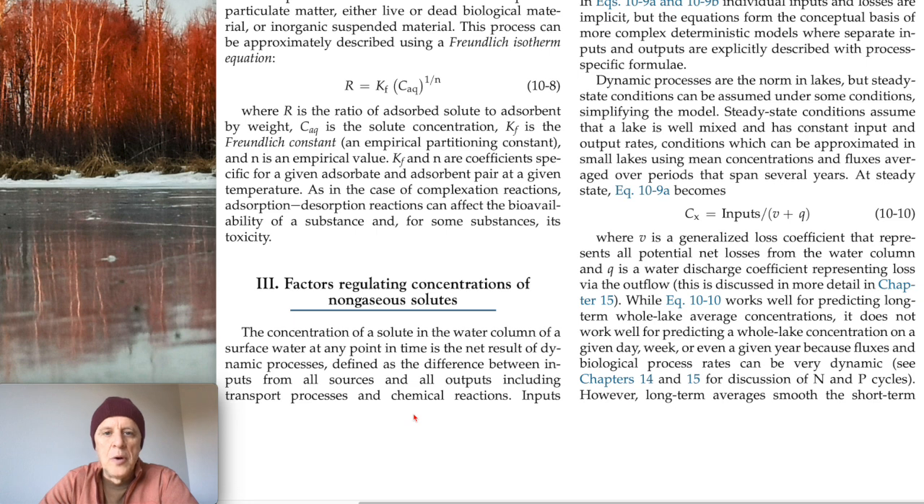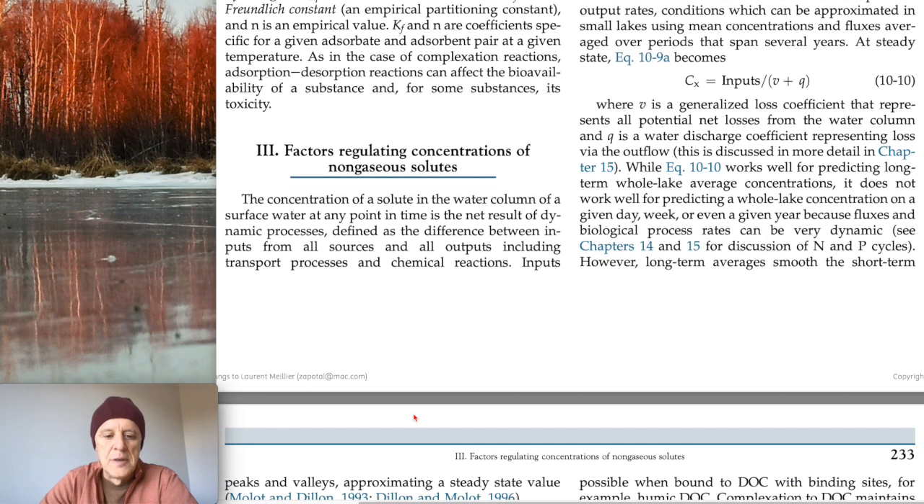Good day, everyone. We're reviewing Wetzel's Limnology textbook. This is edition number 4, and we're on chapter 10, which deals with water as a chemical environment. More specifically, we are in subchapter 3, factors regulating concentration of non-gaseous solutes. So let's get started.